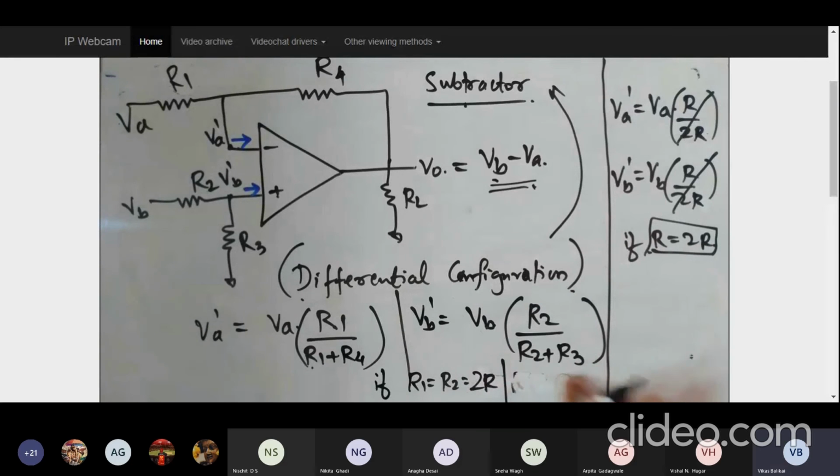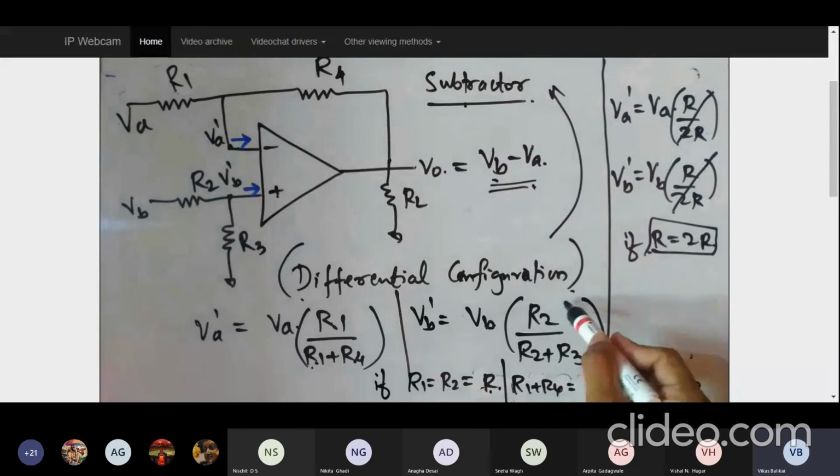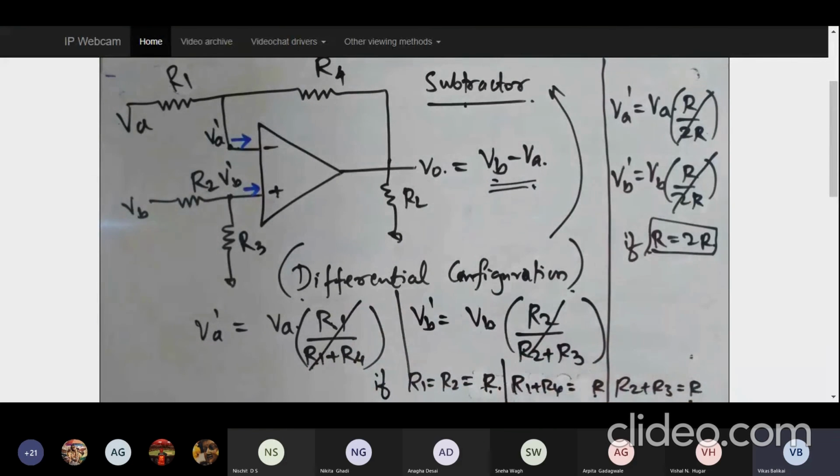R1 is equal to R2 equal to 2R, and then I can write R1 plus R4 and R2 plus R3 also equal to 2R, or R. Very simple. Now look here, for R1 put R, for R2 put R, for R1 plus R4 put R, for R2 plus R3 put R. So this is in my hand as a designer, I can do this. When I do this, this entire term will cancel out. So what is it that finally I'm getting? VA dash equal to VA and VB dash equal to VB.